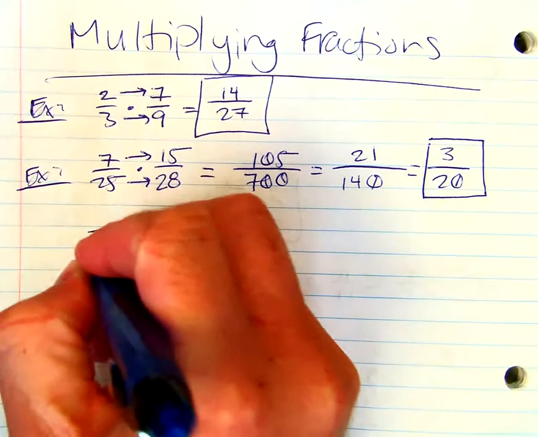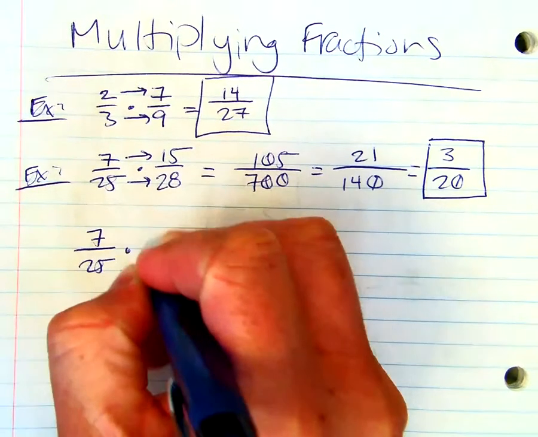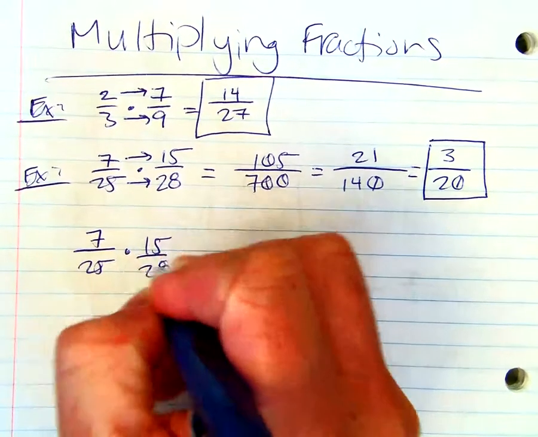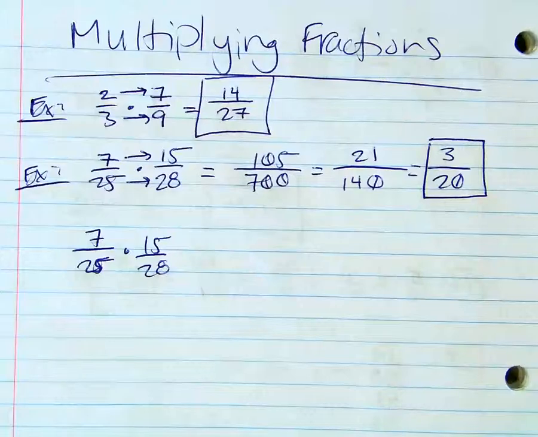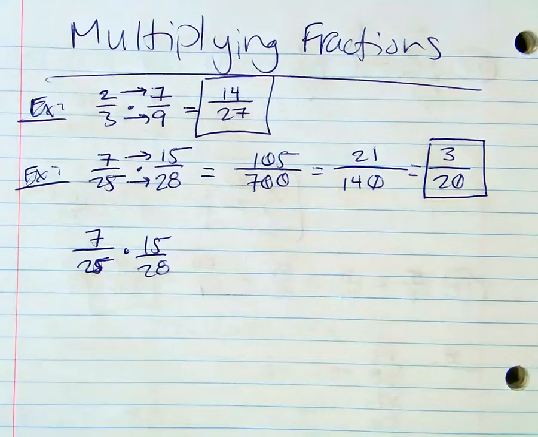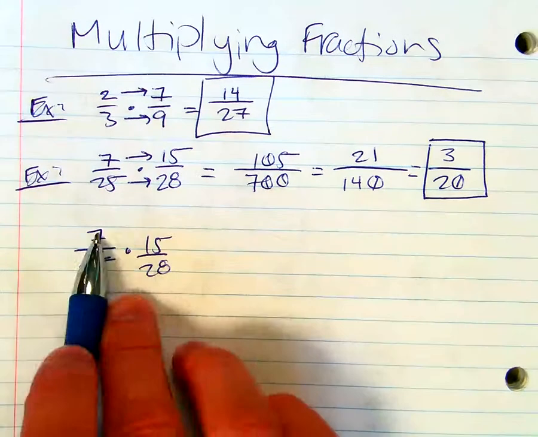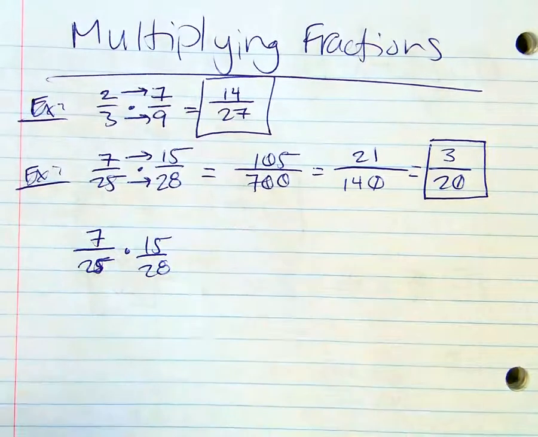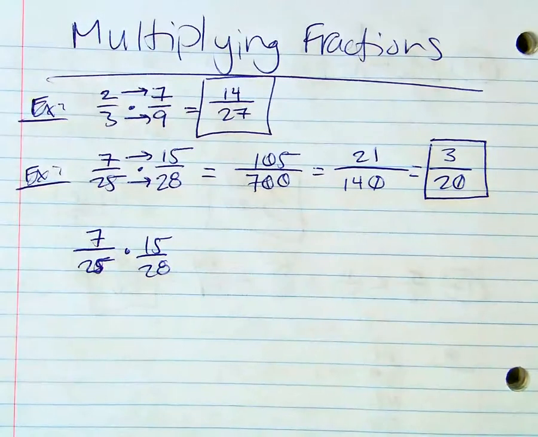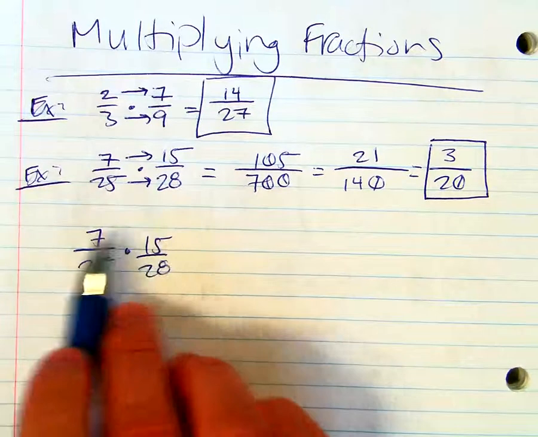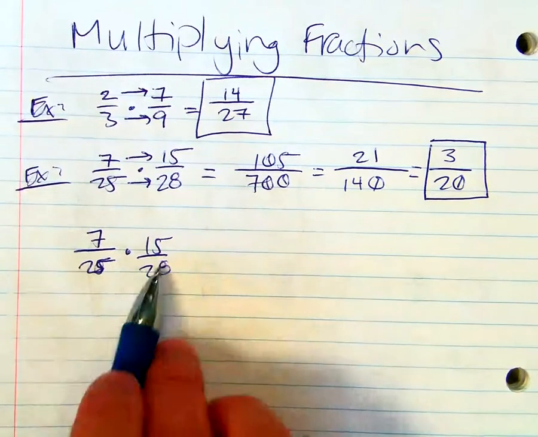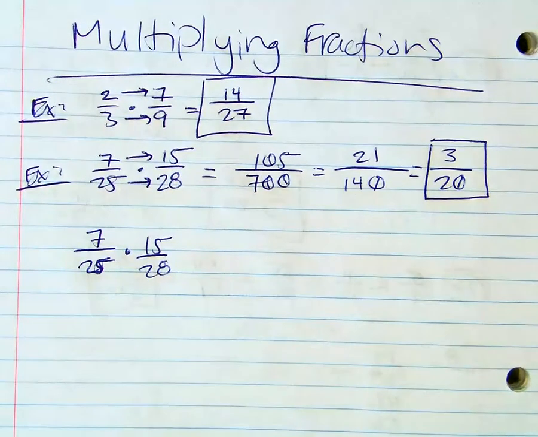If we started with the exact same problem, 7 over 25 times 15 over 28, some of you may be familiar already with the idea of cross-canceling or cross-reducing. To do this, look at the numbers in the numerators, look at the numbers in the denominators, and you want to find something that one numerator, doesn't matter which one, and one denominator, doesn't matter which one, have in common.